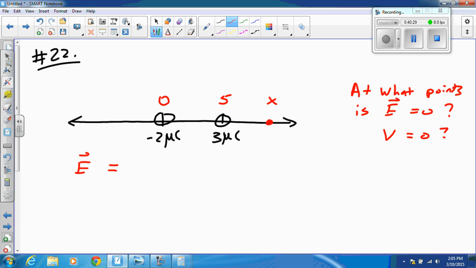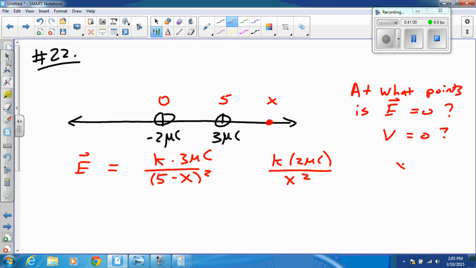Now, let's see here. If this is x, then my distance to x is 5 minus x. And if this is x, my distance to x here is x itself. But I have a problem. I've got to figure out direction. So let's assume for just a moment that x is bigger than 5, that x is over here somewhere. And if that's so, then is this guy going to be positive or negative?